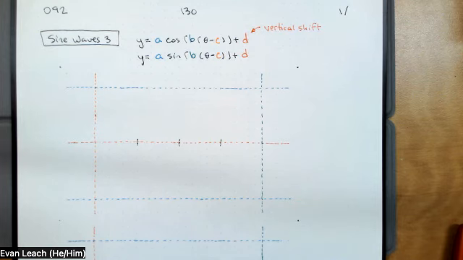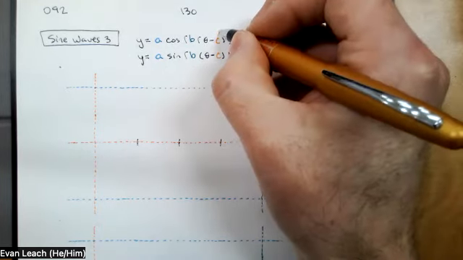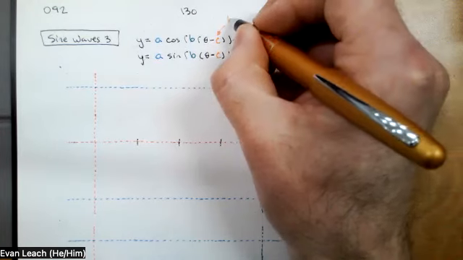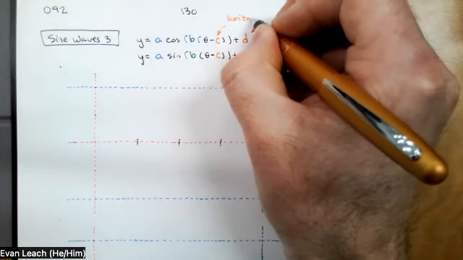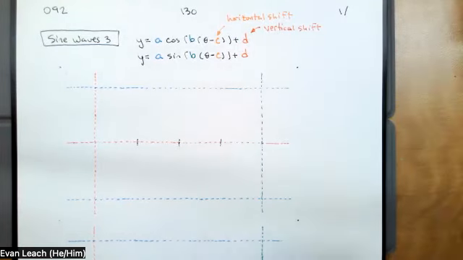We also saw shifting with the C. Changing the value of C would shift the graph left and right. So we're going to call that a horizontal shift. That C is going to create a horizontal shift.